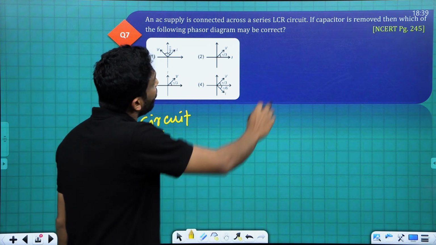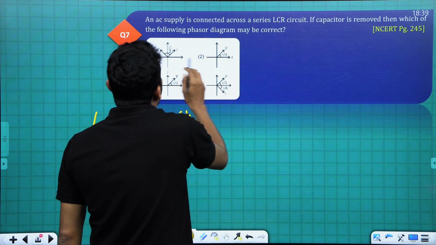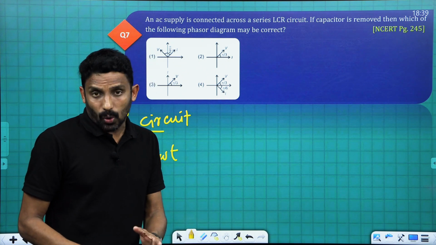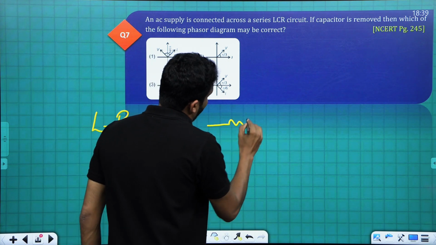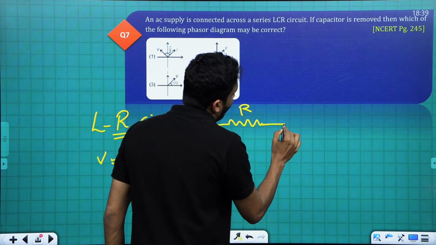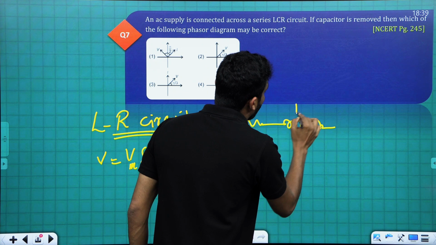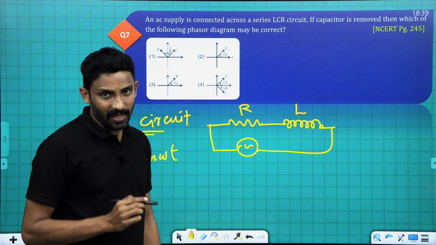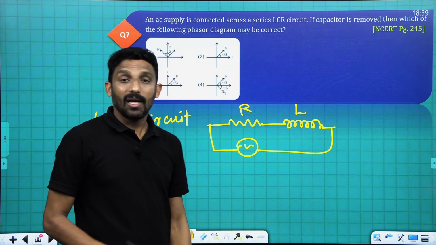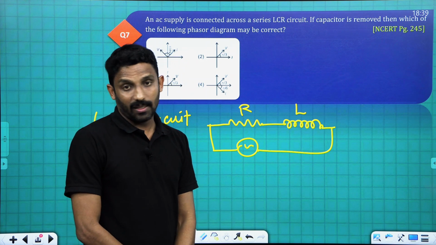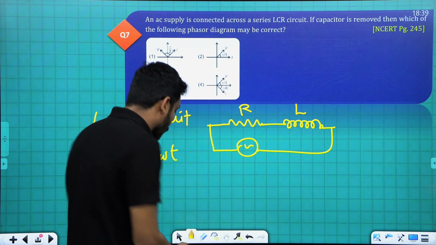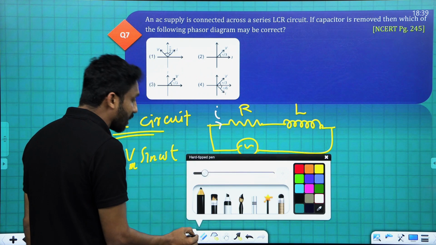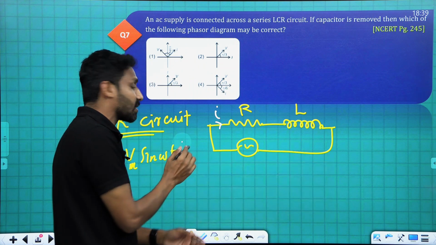Now here the capacitor is removed and we have an LR circuit. An LR circuit means there will be voltage across resistors. See, I can draw this. An LR circuit, a resistor of resistance R and an inductor of inductance L connected in series to an AC source. This is an LR circuit. There will be voltage across resistor and voltage across inductor. Now, there will be current through the circuit. Definitely. The current through the circuit is the alternating current I, the instantaneous current now represented by I.